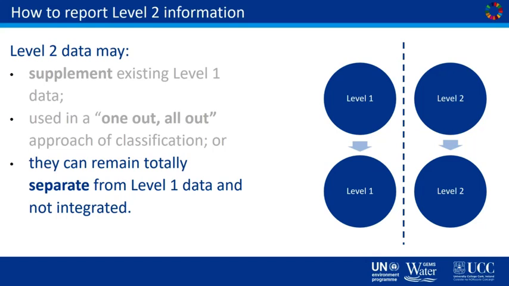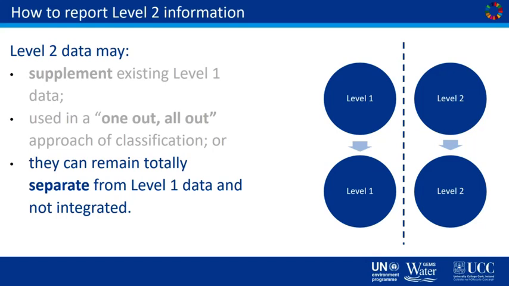Lastly, if neither of the other two methods, either supplementing or the one out all out approach, are suitable, level 2 data may be kept totally separate from level 1. The nature of some level 2 data may mean that neither of the above two approaches are suitable, so in these cases it's suggested that the level 2 data are still reported, but that they remain totally separate.